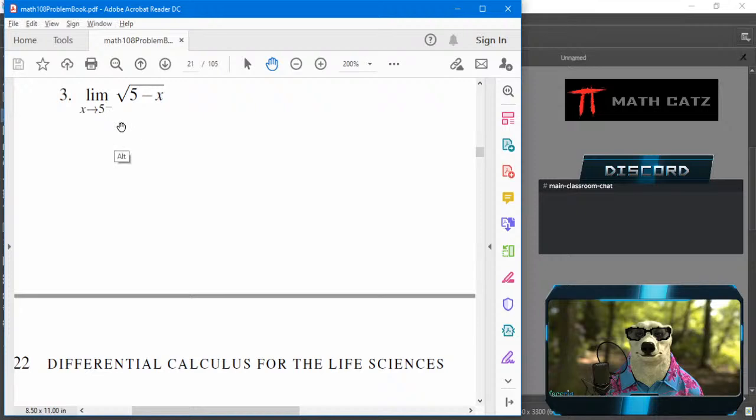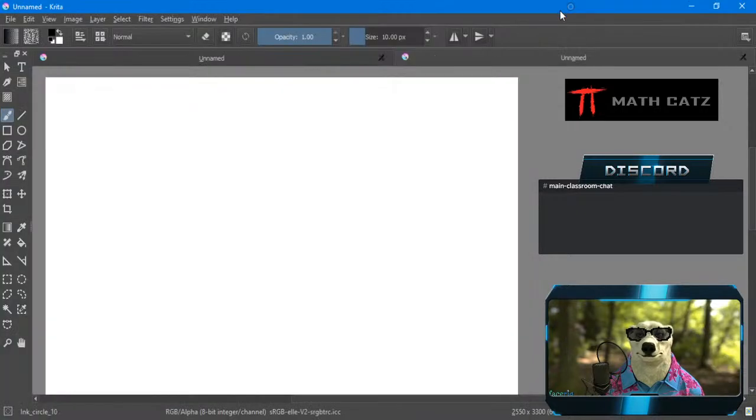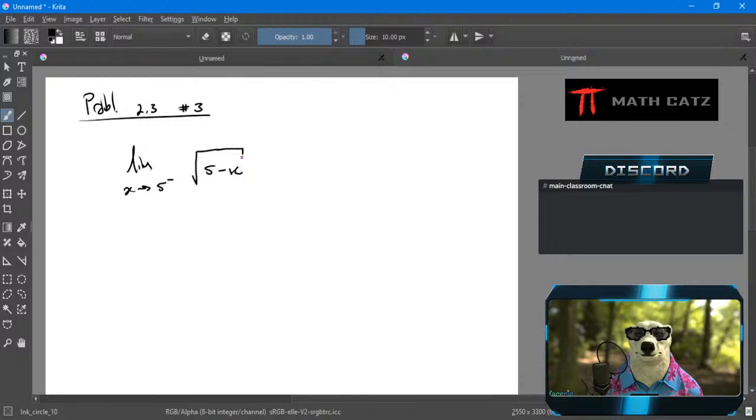Okay, I want to look at problem 2.3, number 3. Problem 2.3, number 3. And we have the limit as x approaches 5 from the left, square root of 5 minus x. Now, oh, that's an ugly x.